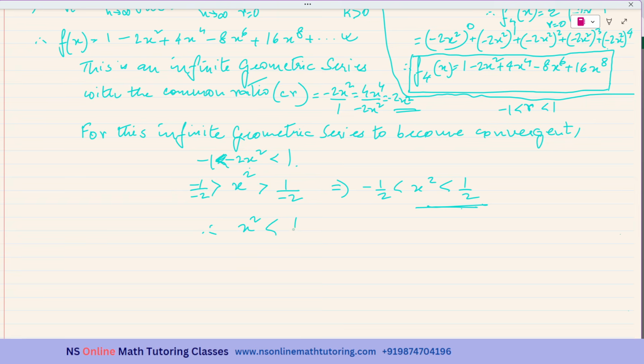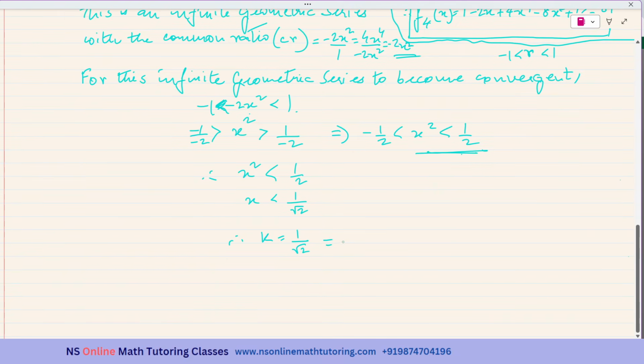So therefore x squared is less than half, and taking the square root of both sides, we get x is less than 1 over square root of 2. So therefore k is equal to 1 over square root of 2, or you can rationalize the denominator and write this as square root of 2 over 2.